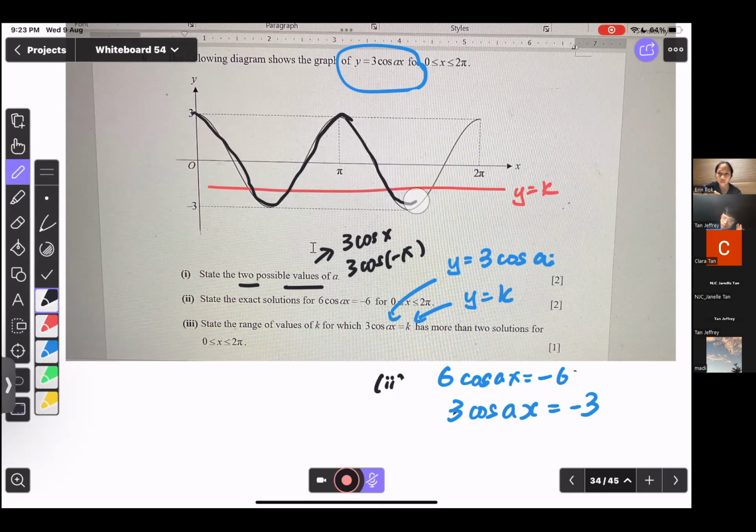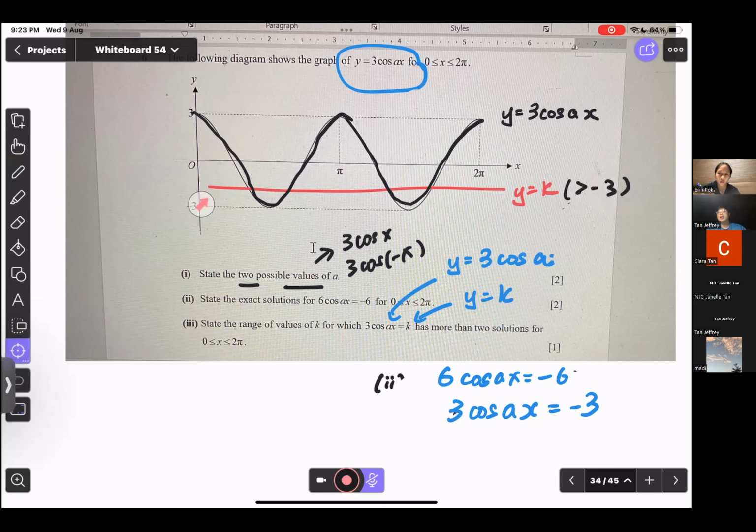The second curve is this curve, y equals 3 cos ax. Then I ask you, how many times do they intersect? 4. Okay, so you can see this k should be more than -3, am I right?